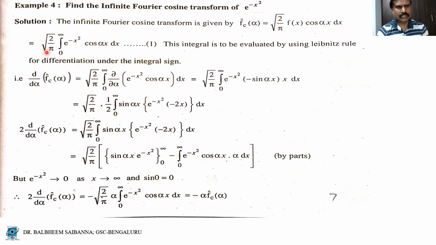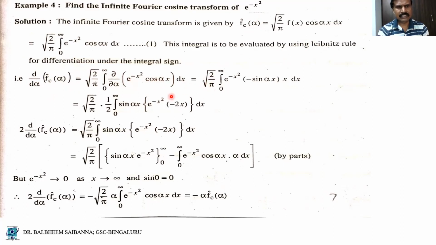Then root 2 as it is, integral 0 to infinity, f of x is e to the power of minus x square, cos alpha x dx. This integral is to be evaluated by using the Leibniz rule for differentiation under the integral sign. Then what we have to do here is differentiate both sides with respect to alpha: d by d alpha of Fc cap alpha is root 2 by pi integral 0 to infinity dou by dou alpha of e to the power of minus x square cos alpha x dx.